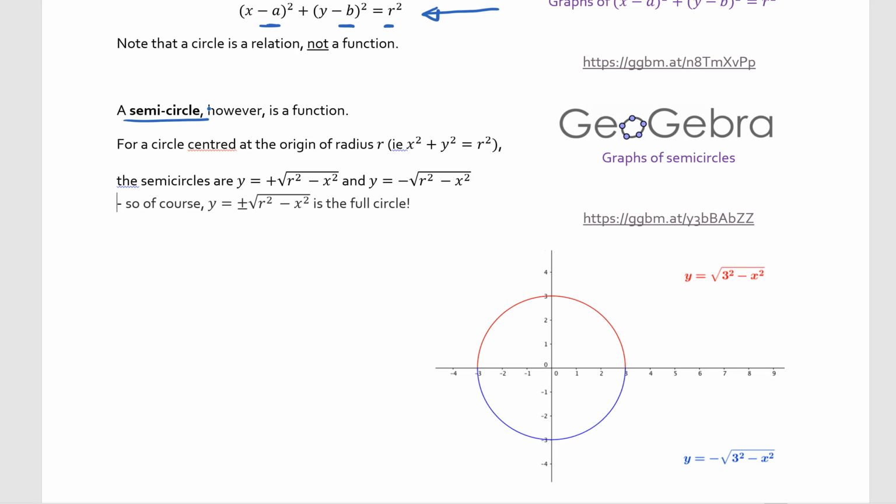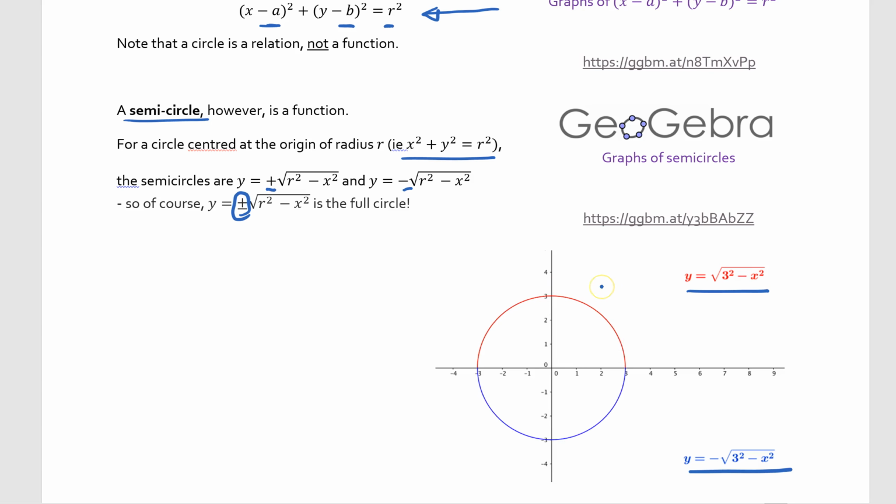So a semicircle is going to be, if it's for this circle centred on the origin and radius r, the positive semicircle will be what we get when we make y the subject. So y squared equals r squared minus x squared. We take the square root of it, and when we take the positive square root, we've got the top semicircle, this one here. And when we take the negative square root, we've got the lower semicircle. So if we added those two semicircles together, so we counted both square roots, then that of course would be the full circle.